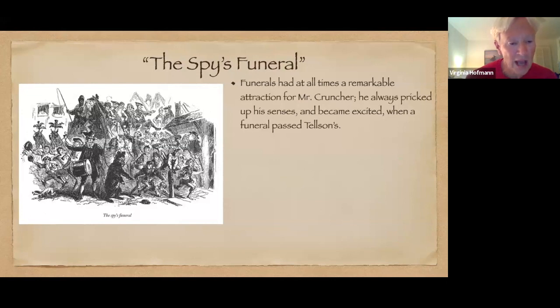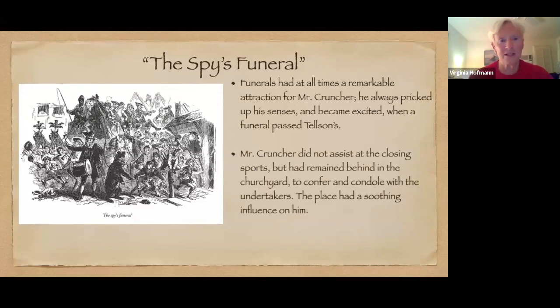It said, funerals had at all times a remarkable attraction for Mr. Cruncher. He always pricked up his senses and became excited when a funeral passed Tellson's. And then the next thing he said, as they went on, he followed this mob and all the things going on. We've got like a bear and all these things happening in this picture. Mr. Cruncher did not assist at the closing sports, but had remained behind in the churchyard to confer and condole with the undertakers. The place had a soothing influence on him. You don't hear many people being soothed by hanging out with the undertakers.